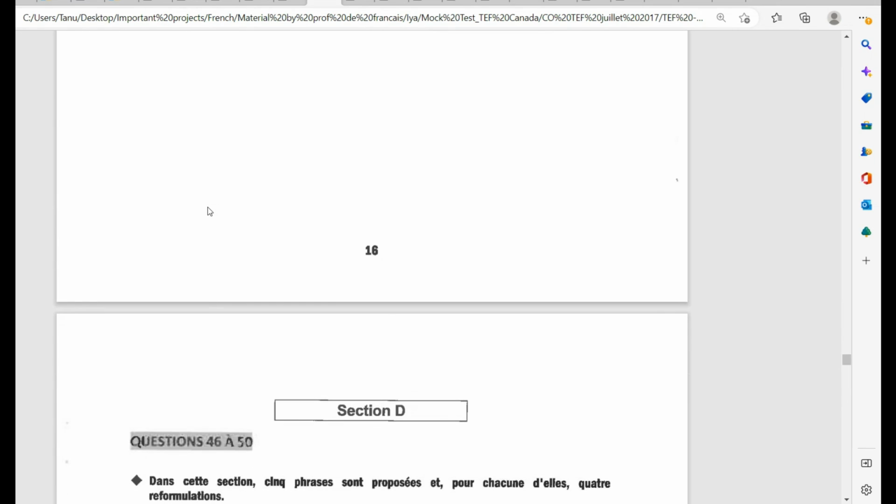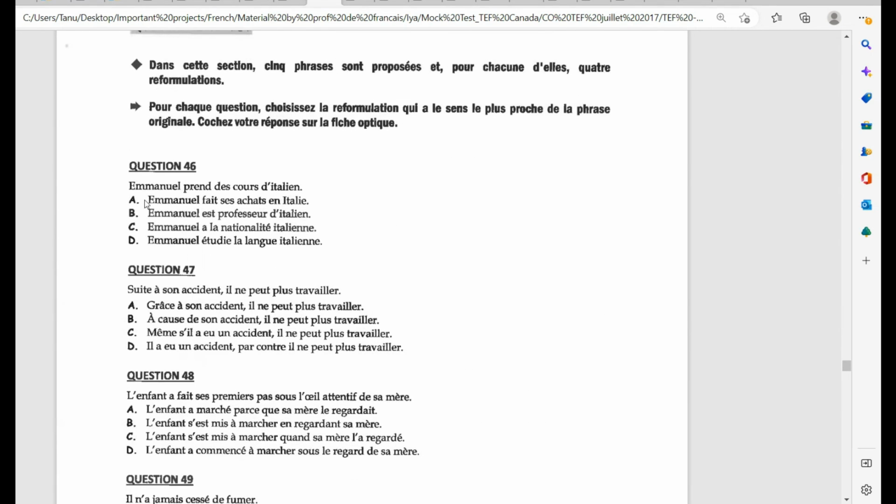Let's look at the last part, which is section D. In section D, you will read one very short sentence, and from the statement we have to select the answer which has the closest meaning to the main statement right here. Emmanuel prend des cours d'italien. So he is taking courses of Italian. Let's look at the options.